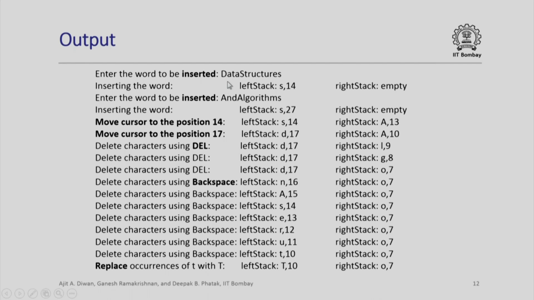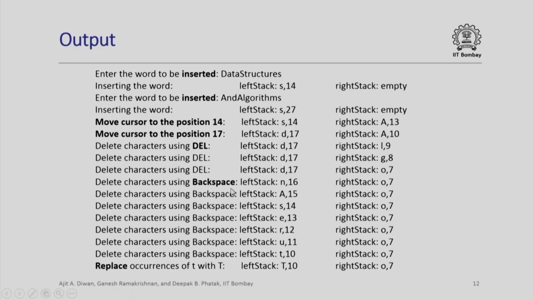Enter the word to be inserted, suppose I give this word, inserting this word: left stack S14, right stack empty. Now, I insert AND algorithms, left stack is now 27 size, right stack is still empty. Move cursor to position 14, now this will show 14 and this has 30. Move cursor to position 17, this will show 17, this will show 10. Delete characters using del, notice that the left stack remains as it is, right stack reduces by 1 character. Again I do this consecutively, it keeps on doing this, and this will be the size of the right stack.